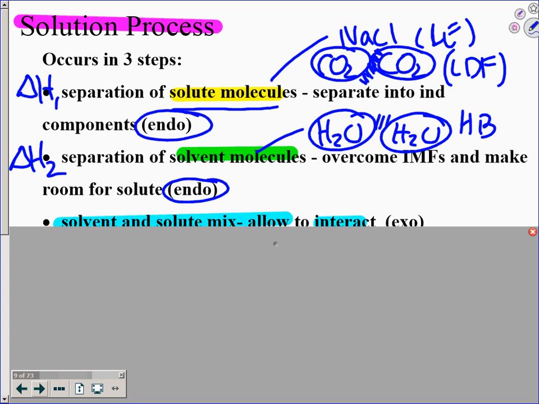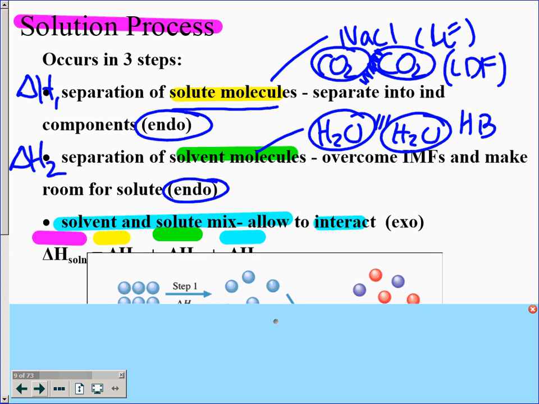So far, is this favorable to the universe or not favorable to the universe? Not favorable. But we know solutions form, so overall there must be a favorable aspect to this. If not, we would never be able to make a solution ever, because it requires so much energy, which is just not favorable. Delta H positive. So this is where we talk about those IMFs that pull together solvents and solutes.